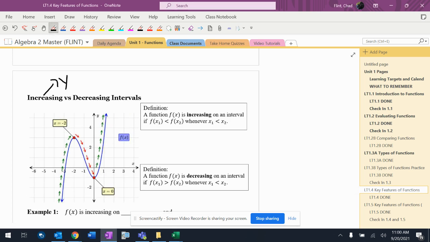Y values. They're talking about the Y values, not the X values, because the graph we read left to right, the X values are always increasing. So the Y values, are they increasing or decreasing?